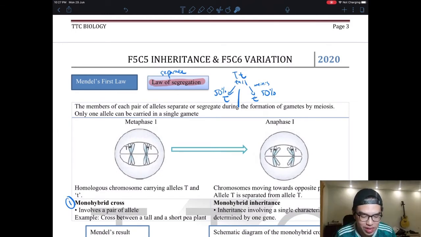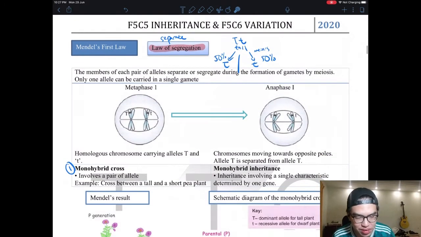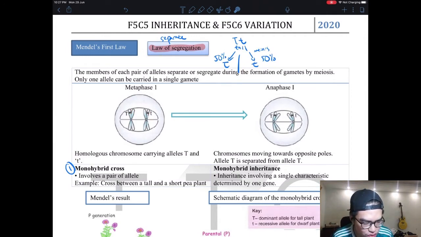So like in metaphase 1, I'm sure you have learned this. This is meiosis, in meiosis 1. So now you have big T and small t here. The chromosomes are moving towards opposite poles, so T and t are separated. That's why you separate. Your father might give you this or he might give you this.